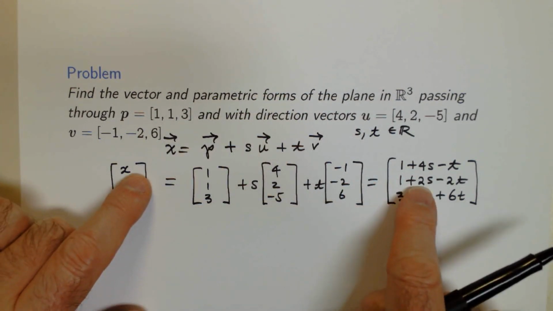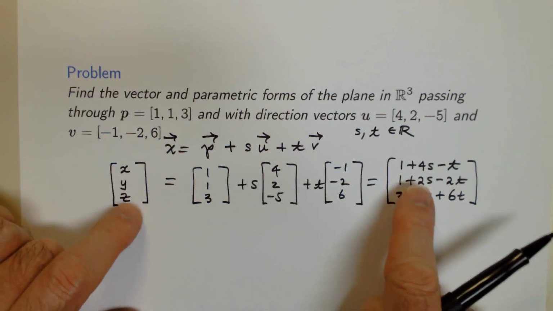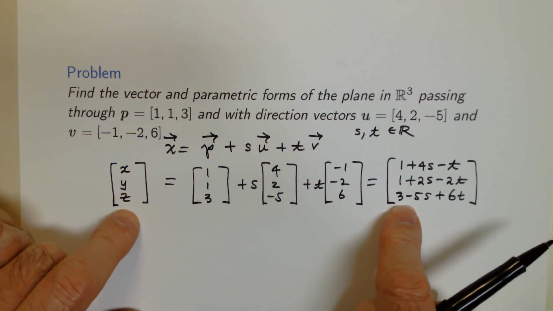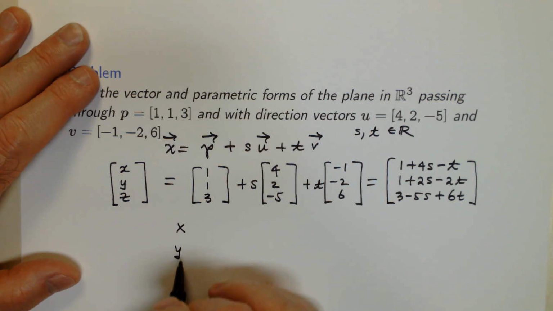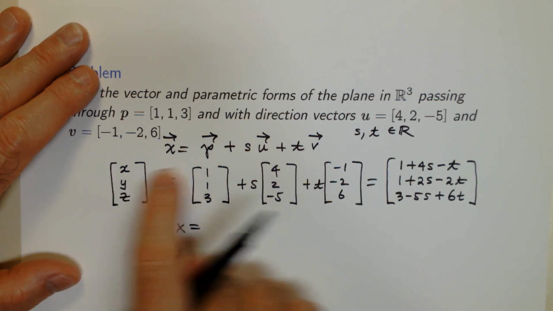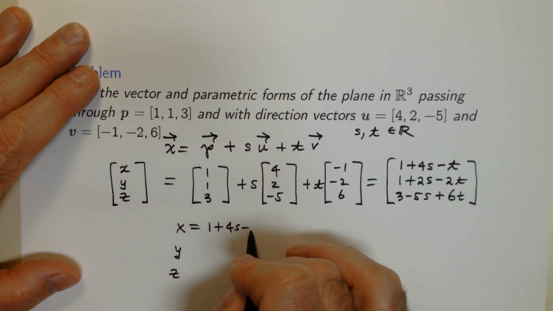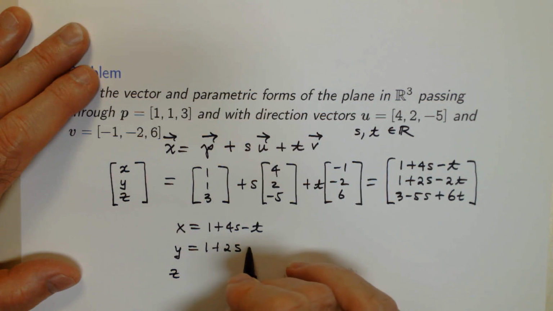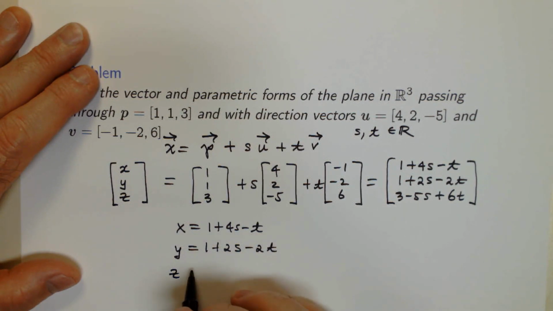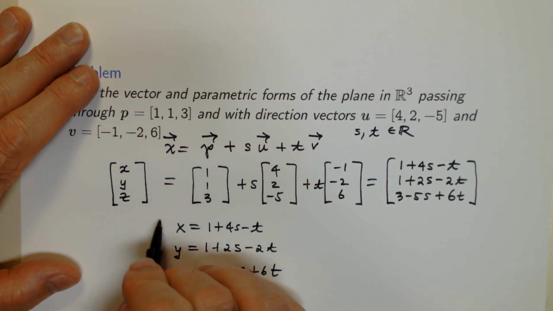And all we have to do is rip this apart and think of this as a set of equations, one for X, one for Y, and one for Z, just by comparing components. So the parametric form is just a matter of equating. So X equals 1 plus 4S minus T. Y is equal to 1 plus 2S minus 2T. And Z is equal to 3 minus 5S plus 6T.